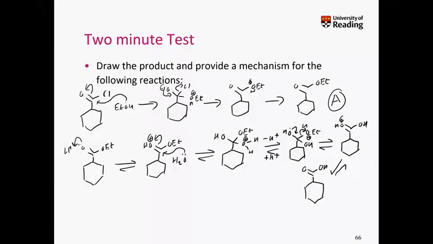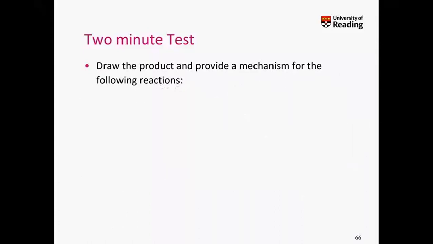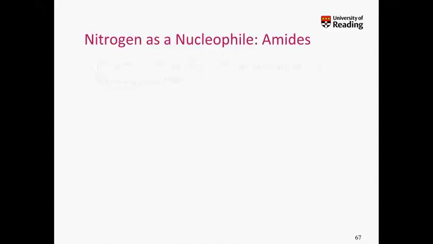So we've looked at oxygen as a nucleophile, we've looked at reacting alcohols, and that's where we get things like transesterification, and then we've looked at hydrolysis. So one of the ones to now look at would be the idea of a nitrogen as a nucleophile. So the idea of making amides instead of making esters to start with.